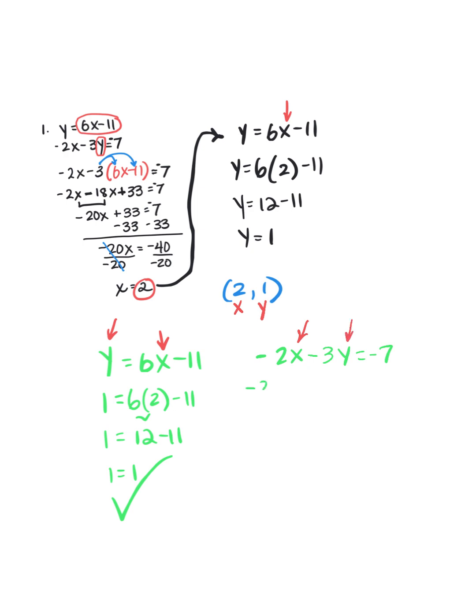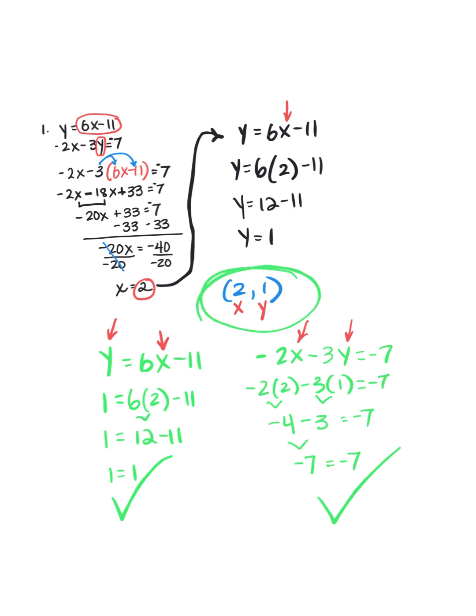So negative 2 times 2 minus 3 times 1 should equal negative 7. Negative 2 times 2 is negative 4. Negative 3 times 1 is negative 3. And negative 4 minus 3 is negative 7. So it works for both. Therefore, our solution is definitely 2, 1.